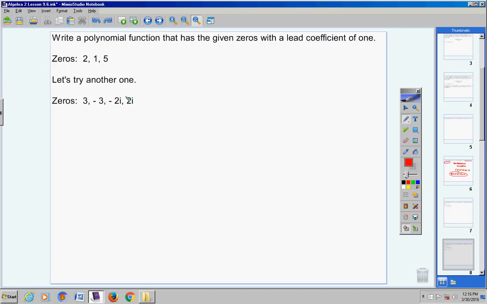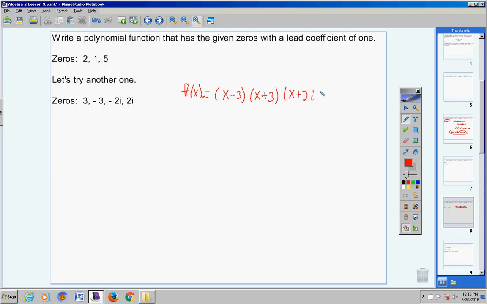There's your zeros. Now we're getting to some imaginary zeros. Interesting, huh? Here we go. Here's your zeros. I want you to write the polynomial function. So f of x equals: positive 3, so I'm going to put a negative 3. Negative 3, so I'm going to put a positive 3. Negative 2i, so I'm going to put a positive 2i. Positive 2i, so I'm going to put a negative 2i. There, we did it. Now, all that we have to do is simplify.